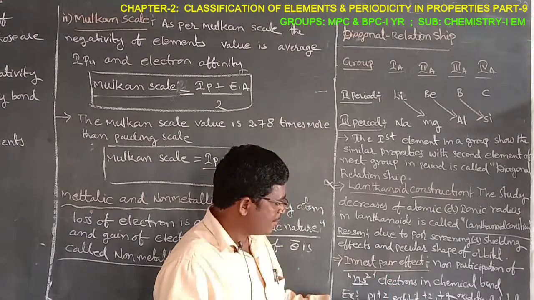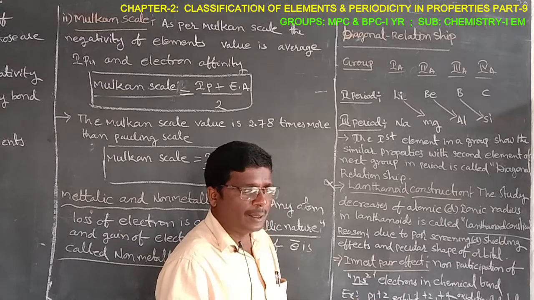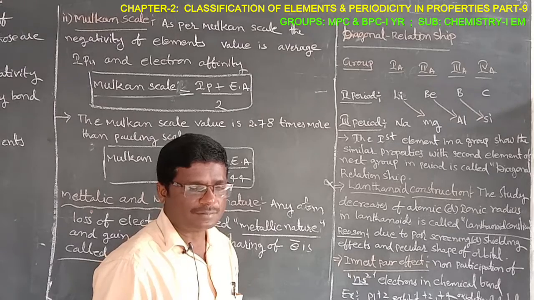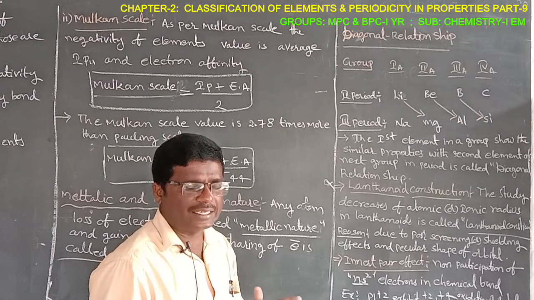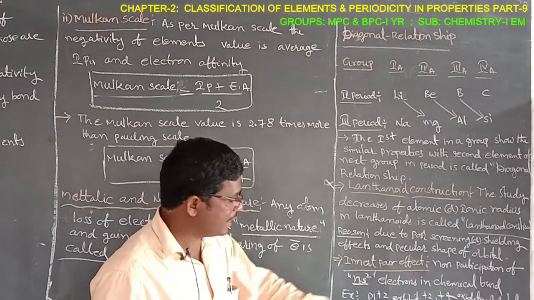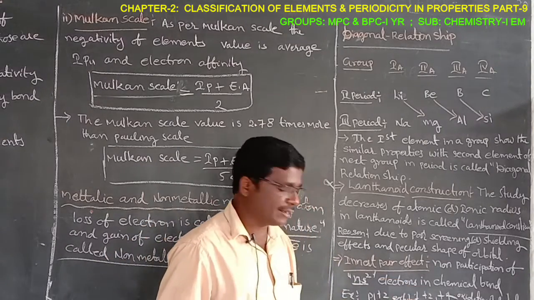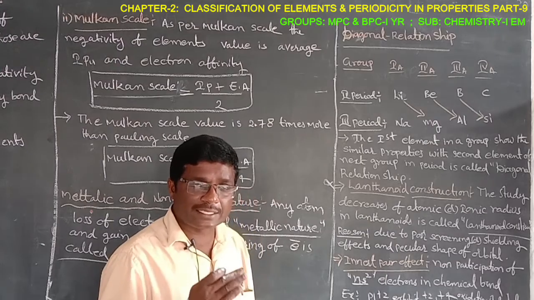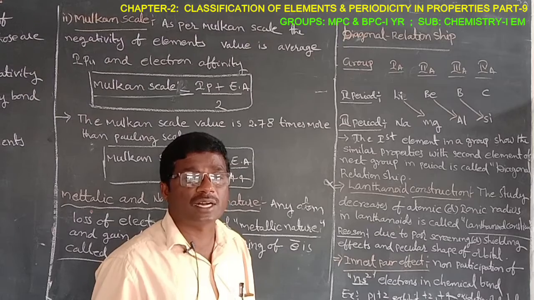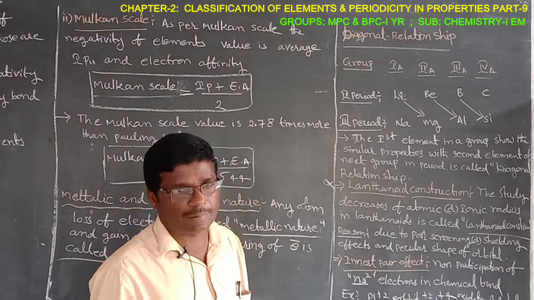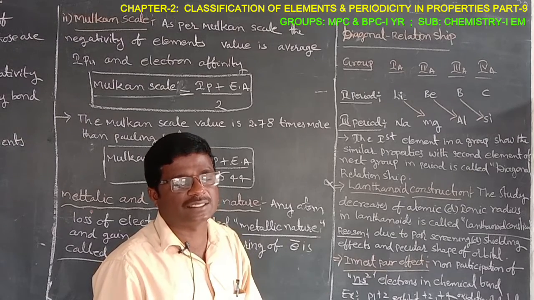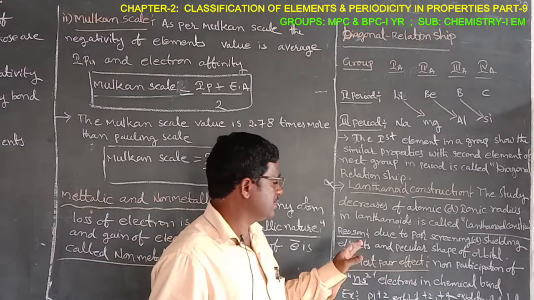For example, lead elements exhibit plus 2 and plus 4 oxidation states. Lead exists in plus 2 and plus 4 oxidation states, but the plus 2 oxidation state is more stable than plus 4 because of the inert pair effect, due to the non-participation of ns2 electrons in the chemical bond.